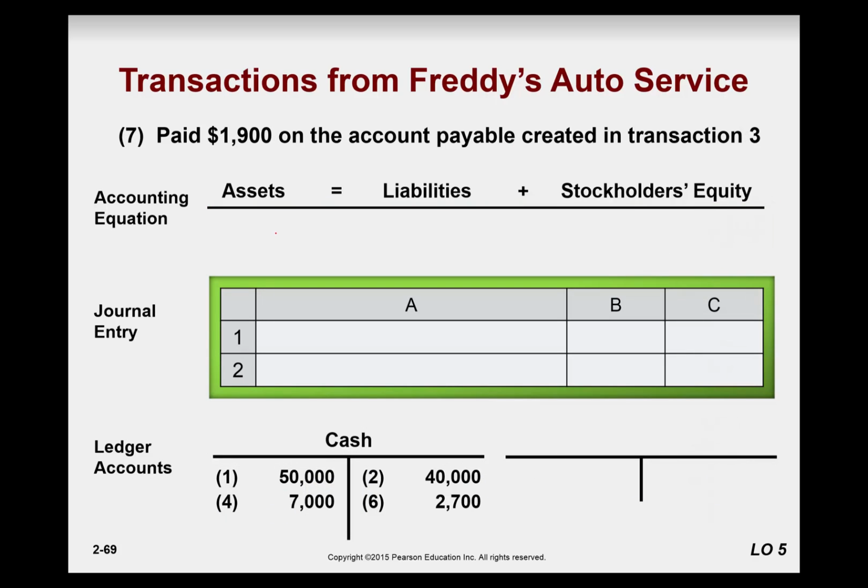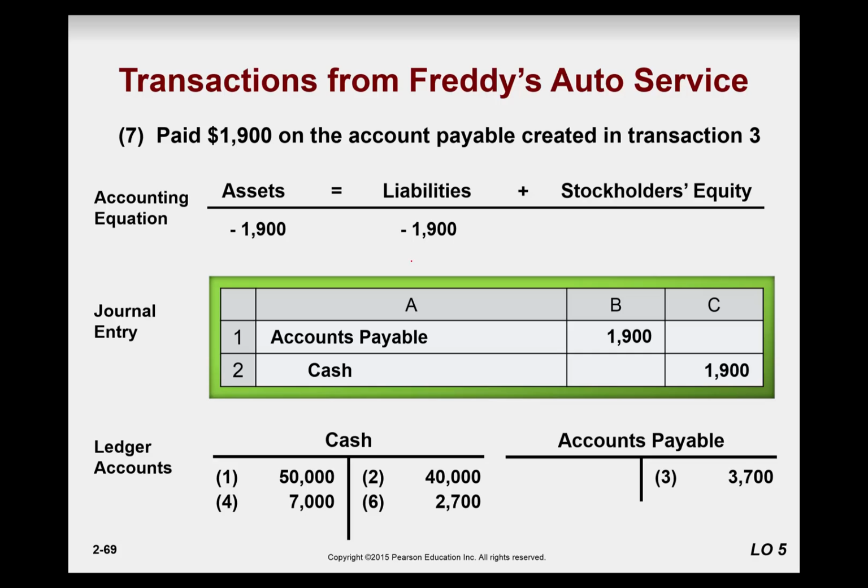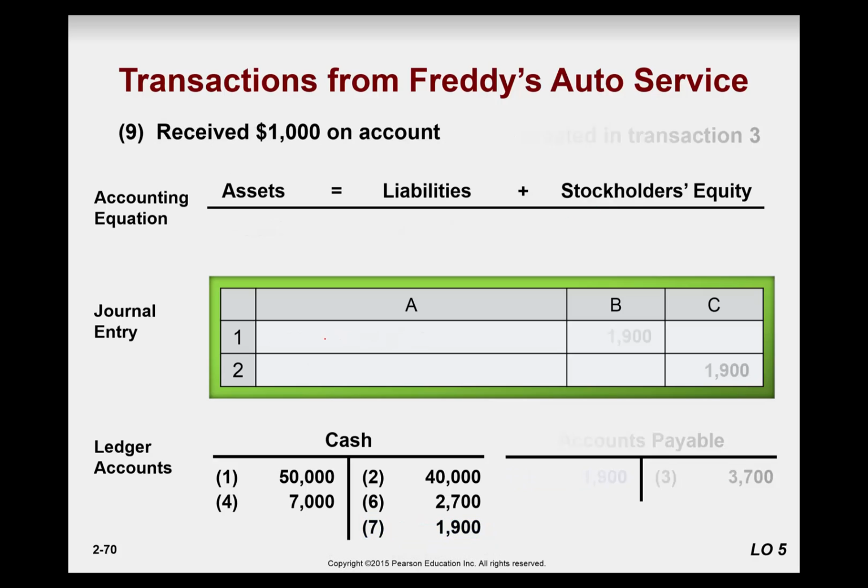Now we have $1,900 on the accounts payable created that we did in transaction 3. Now we're paying it, so our cash is going down. That's relatively easy. But our accounts payable, which is a liability, is going down. So in this case, you see here our cash, and then here's the $3,700 that we incurred. So now we have the $1,900 to leave our balance in there.